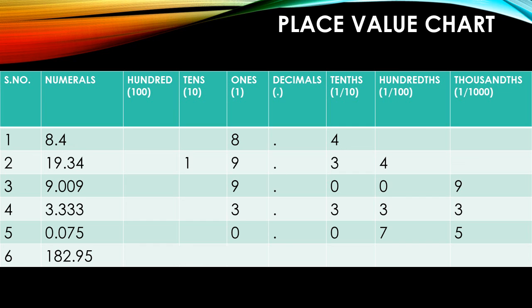Question number 6. 182.95. First, write down 2 in the ones place, then 8 in the tens place and 1 in the hundreds place. Then write down the decimal in the decimal column. Then write down 9 in the tenths place and 5 in the hundredths place.